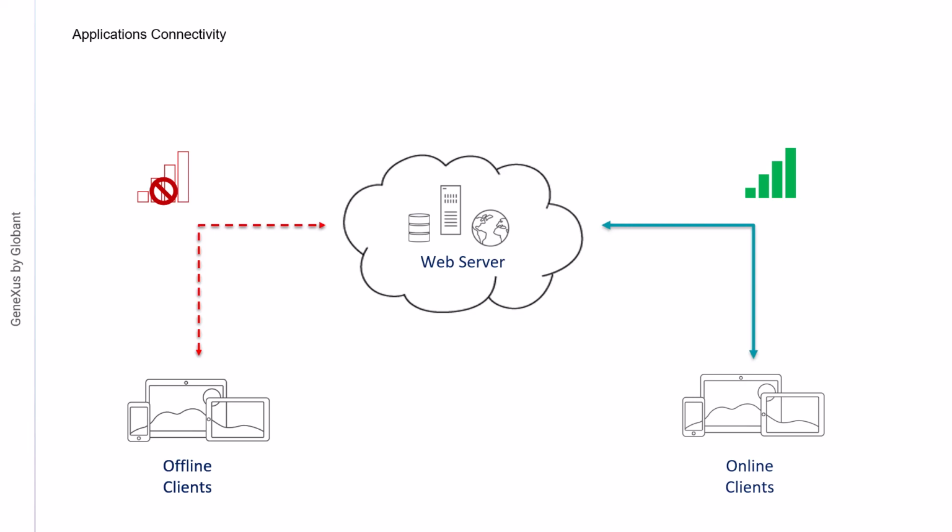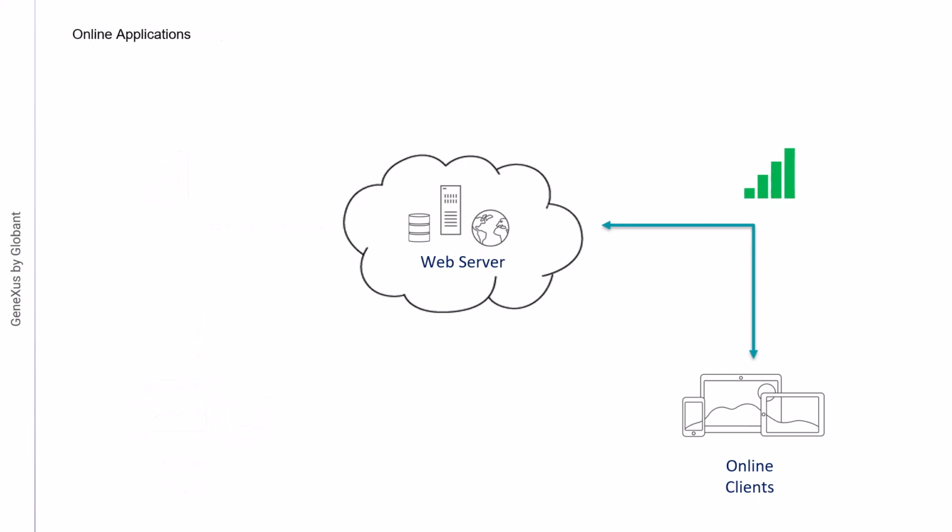Let's review the concepts around connected applications. Online applications are those that must always be connected to the internet in order to retrieve data and work with it. When the device is offline, the app will only be able to work with cached data, and it won't be able to browse new screens or update the data.